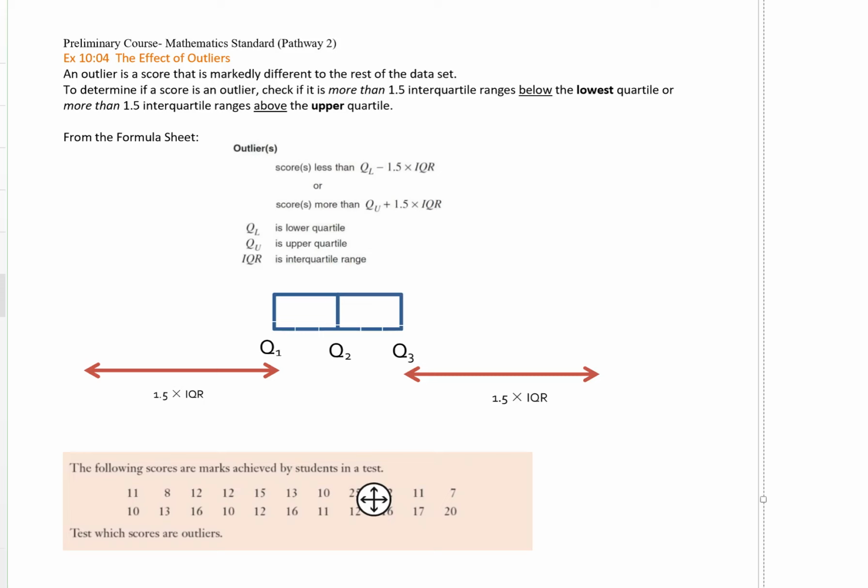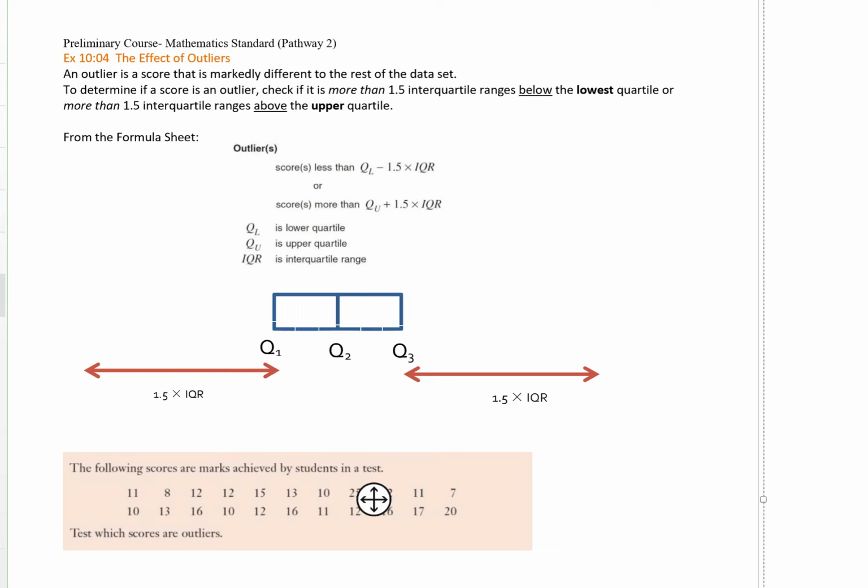Exercise 1004 talks about an outlier. Now, I'll be surprised if you haven't heard of the term outlier before, but for those of you who haven't, an outlier is a result that seems very, very different to the majority of the other results.